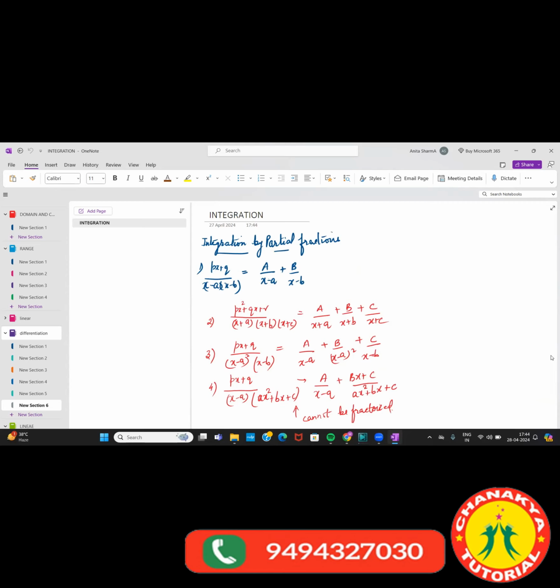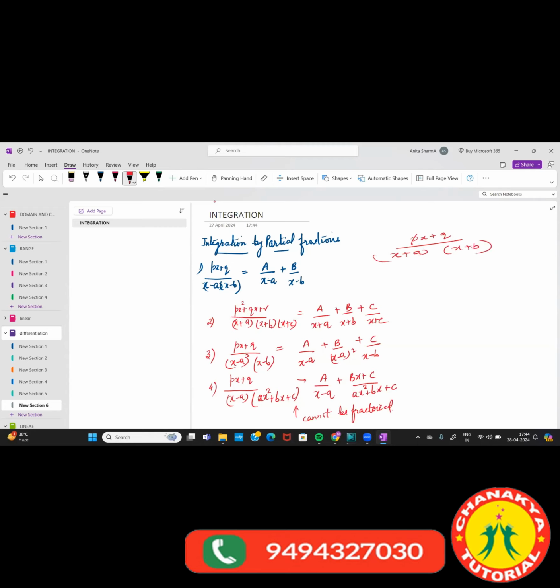Partial fractions. So children, if you have given some factors in the denominator, how can you write them? First, where you have given (px + q) upon two factors (x + a)(x + b), then you can write A upon x + a plus B upon x + b. Right? If three factors are there, then you will use three variables A, B, C.